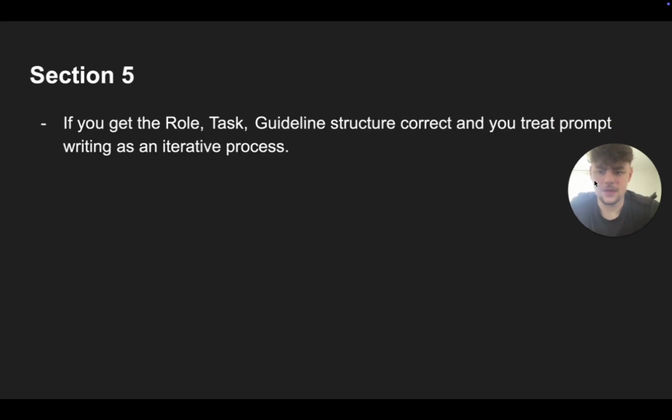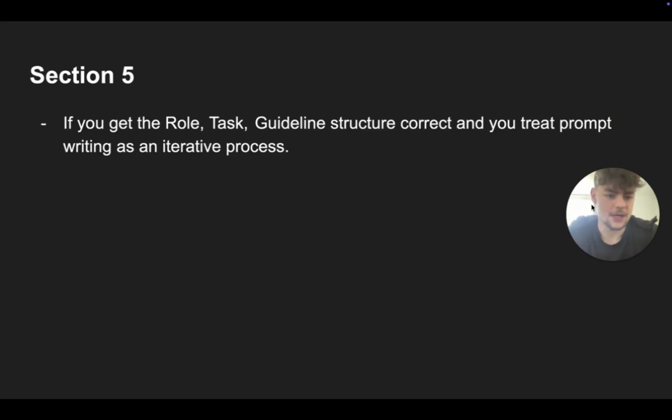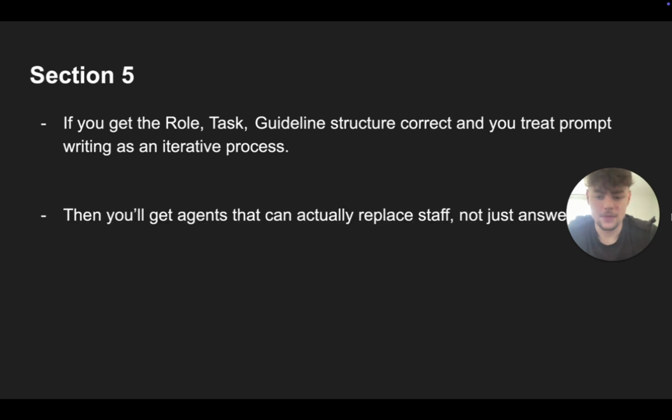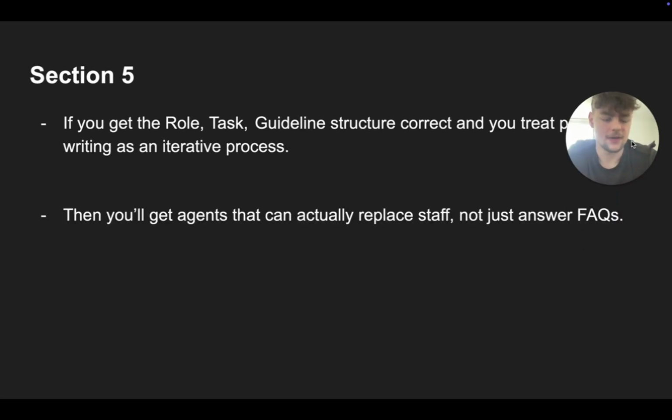So here's the last section now. If you can get this RTG structure correct, so again, role, task, guideline, get all this correct, and you treat prompt writing as an iterative process, then you actually get agents that can replace staff. And the amount you can charge for these, just replacing staff, is crazy, because over time you're going to be saving the company money. So let's say you charge a setup fee, and VAPI also has a cost of, depending on the setup, I think it's 9 cents a minute on my bot that I have. But over time, you're going to be saving companies so much money. So you can charge a hefty setup fee.